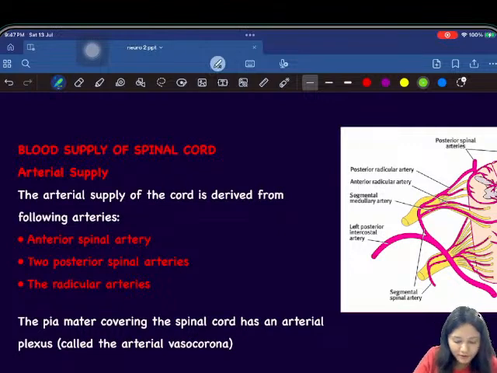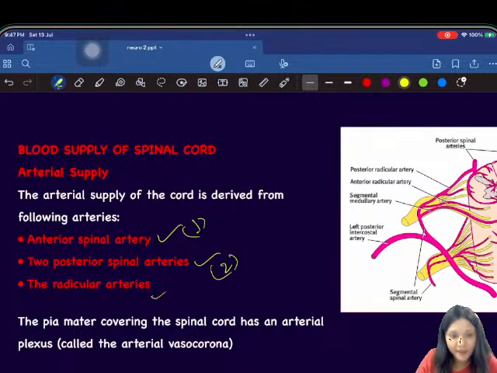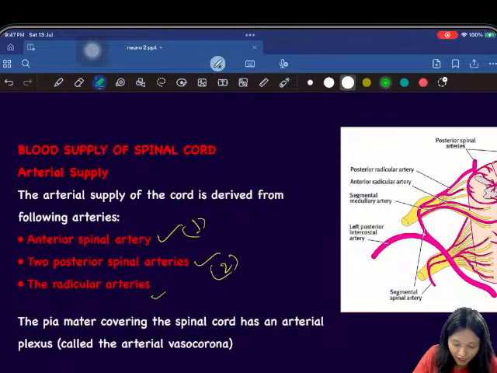Now let us come to the blood supply of your spinal cord. You have the anterior spinal artery, 1 in number, and 2 posterior spinal arteries, and you have radicular arteries. And the pia mater covering the spinal cord also gives an arterial plexus. It is known as the arterial vasocorona.